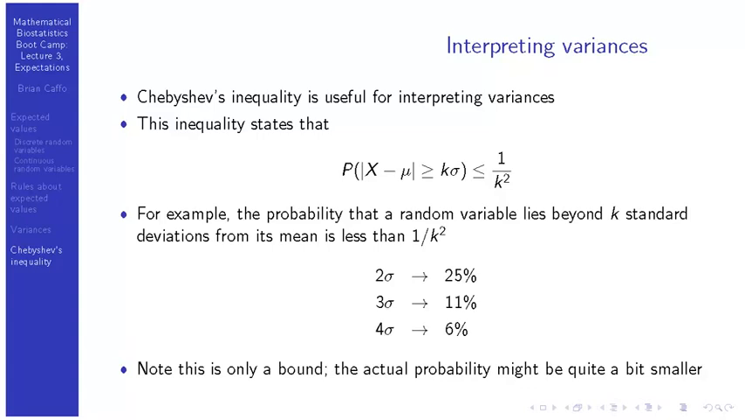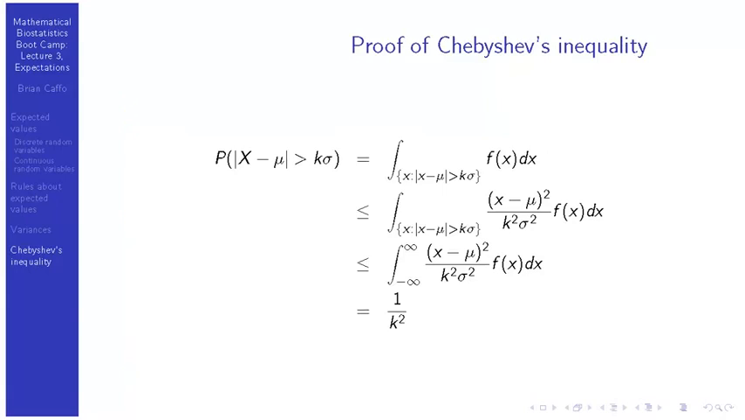So it's unlikely, for example, that if you observe a random variable, you will see that random variable be, say, 6 standard deviations from the mean. That's quite unlikely. That has probability less than 1 over 36, regardless of the distribution. What's interesting about Chebyshev's inequality is that it's quite easy to prove. And so let's just go through the proof really quickly.